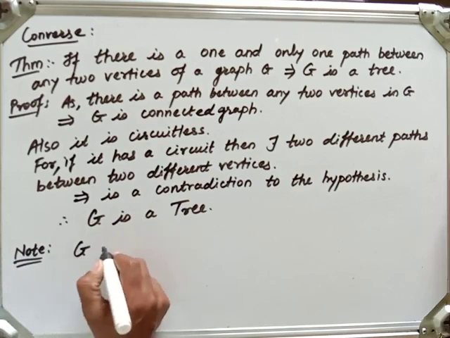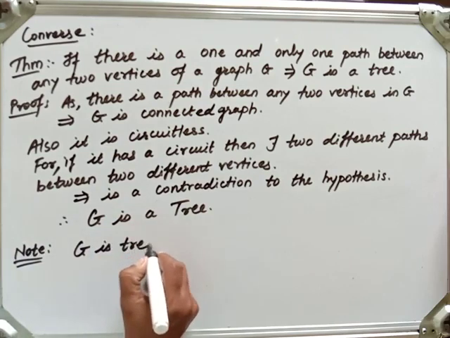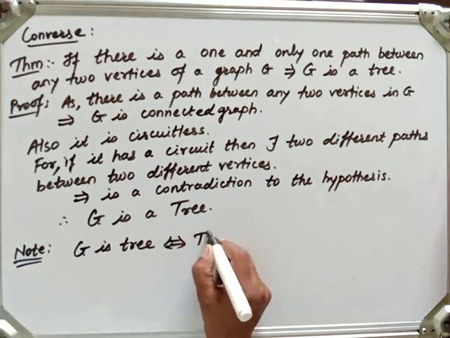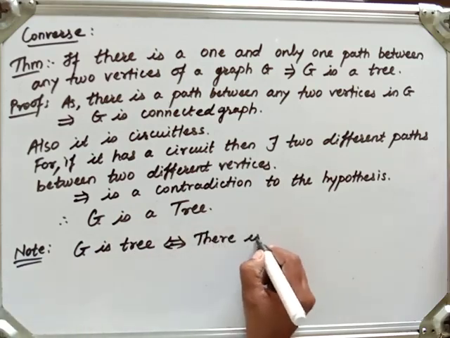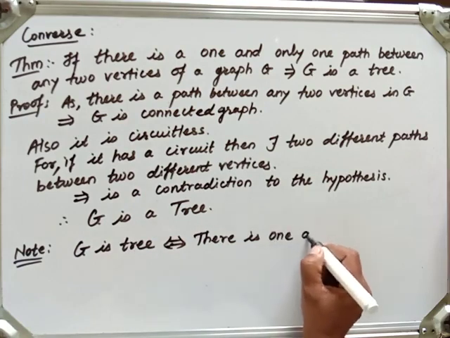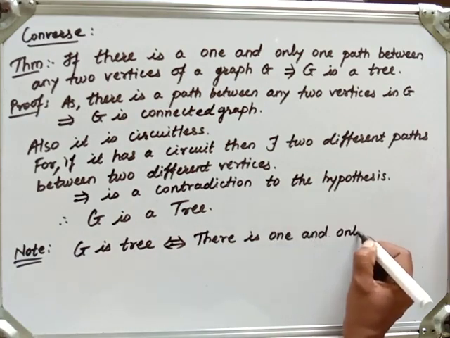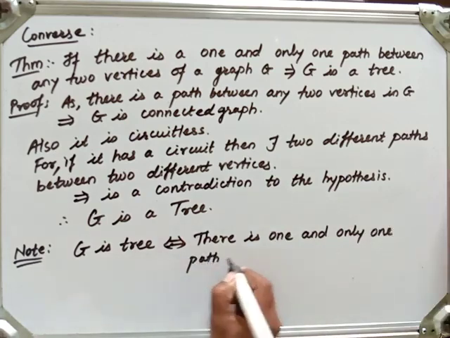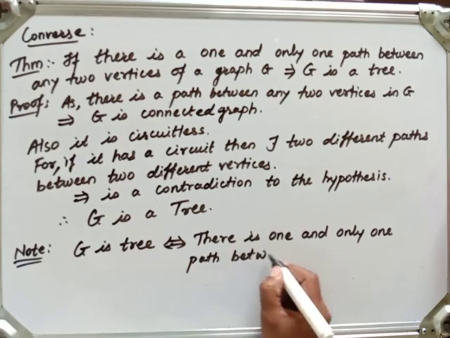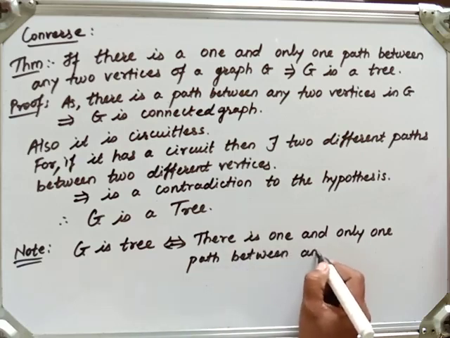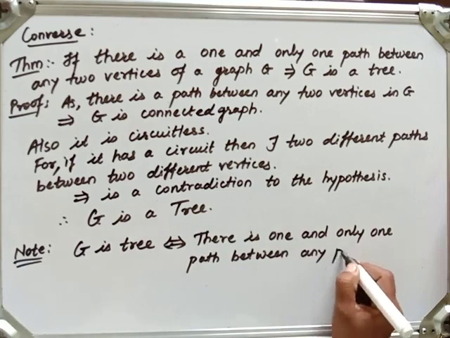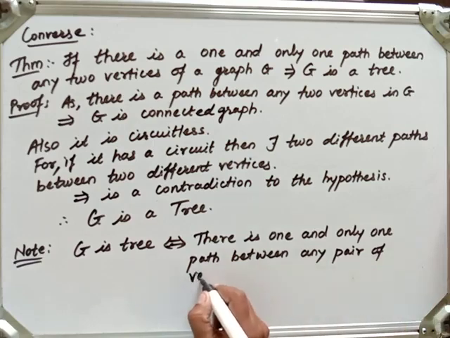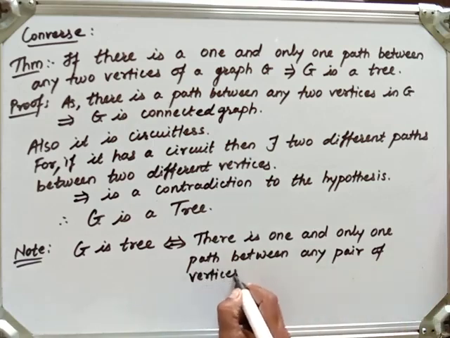Actually it is a combination of these two theorems which we have taken. That G is a tree if and only if there is one and only one path between any pair of vertices in G.